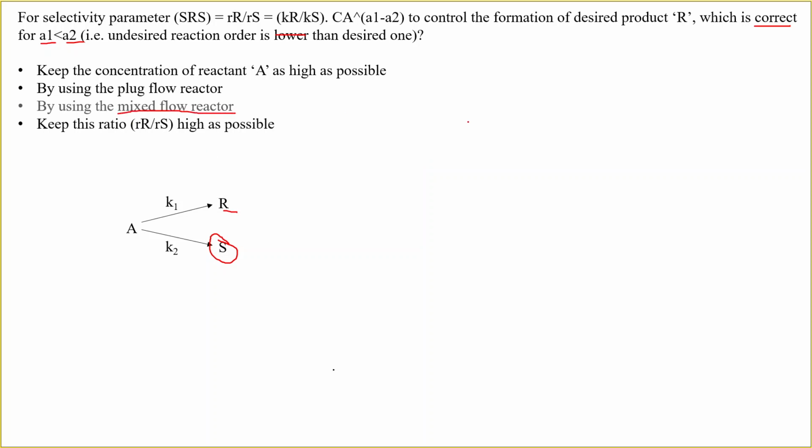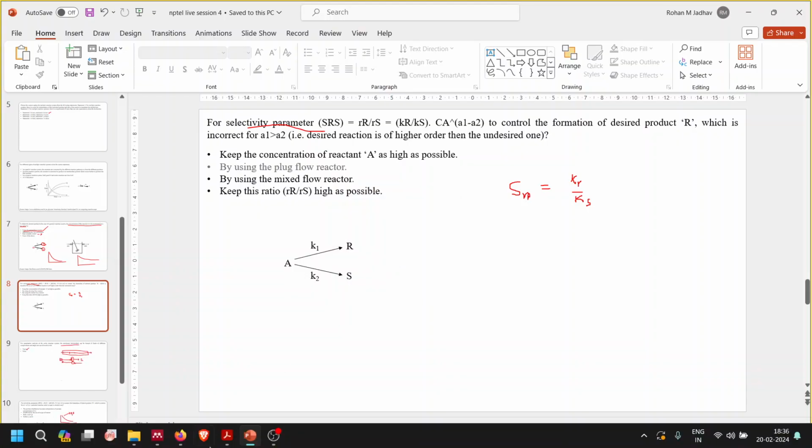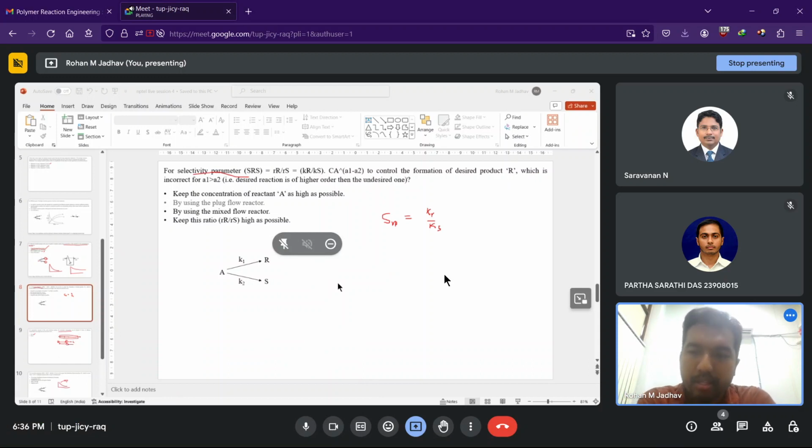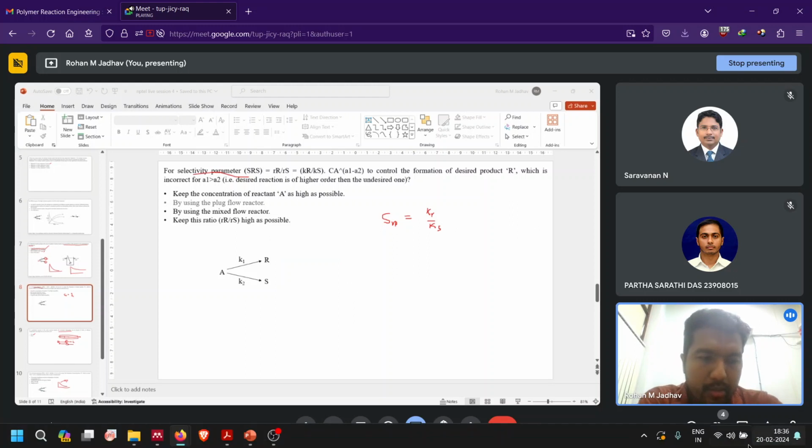Again, this is how the multiple reaction systems are equated, and this is how the reactors are chosen for the selectivity parameters according to the order of the reaction and the quantity of the reactant present. So with that, Rishabh, you have to solve these questions. So that was for today's class, the questions we have seen. And if you have any doubts, you can ask.